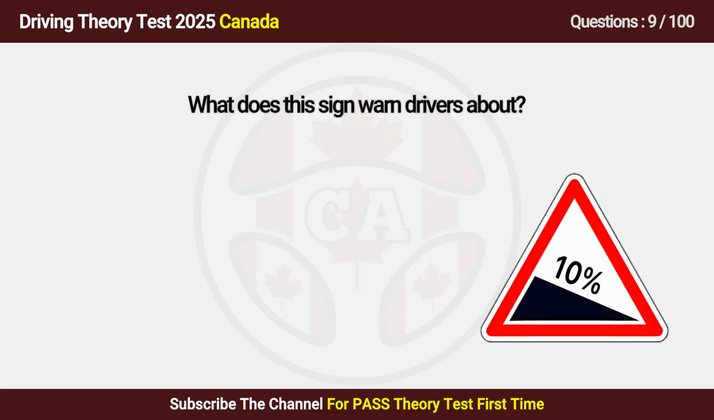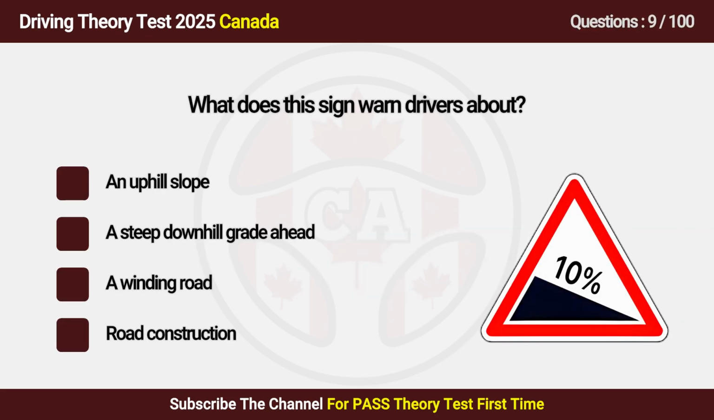Question 9. What does this sign warn drivers about? A. An uphill slope. B. A steep downhill grade ahead. C. A winding road. D. Road construction.